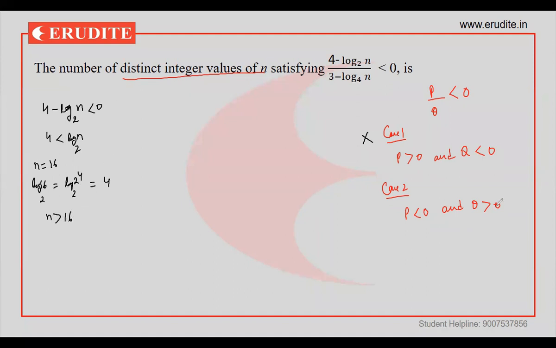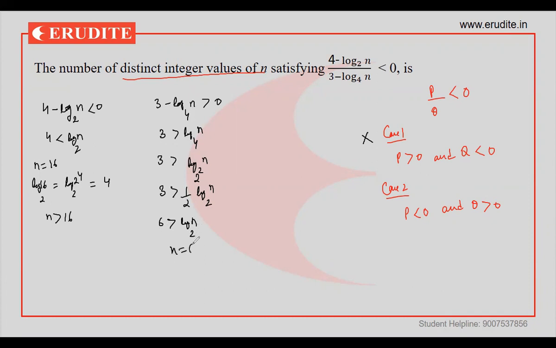Now, q should be greater than 0. That means 3 minus log 4n is greater than 0. From here, I am getting that log 4n should be less than 3. In the next step, I can write 4 as 2 square, and this I can write as a half into log 2n. Bring this 2 on the other side. That means 6 should be greater than log 2n.